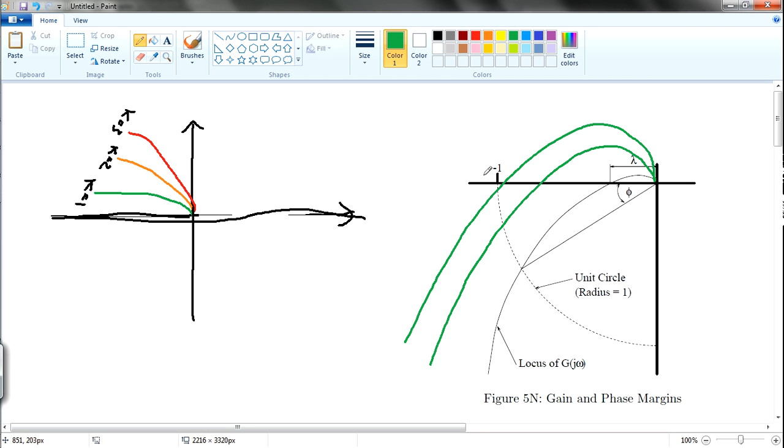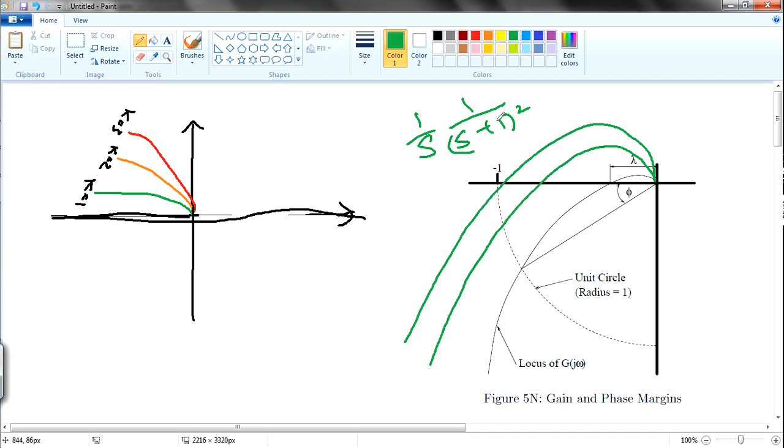Okay, actually this shouldn't be 1 over s squared. Sorry, this is my fault. This is actually 1 over s. If you remember, this integrator only flipped the graph by 90 degrees.